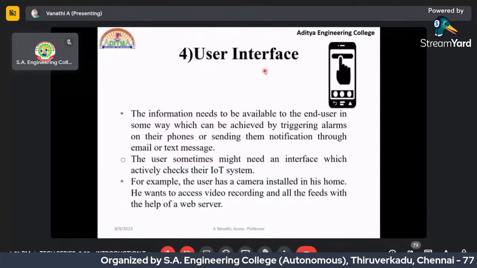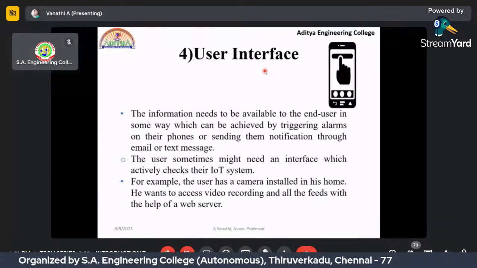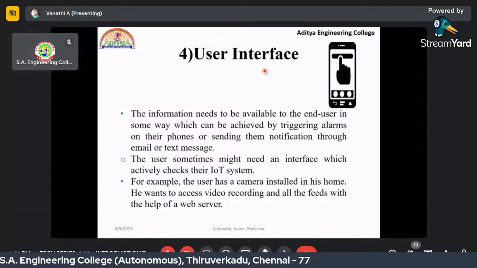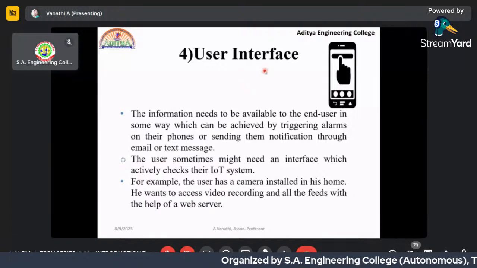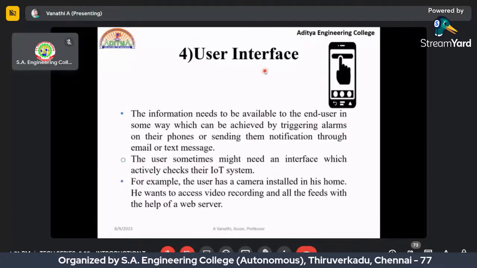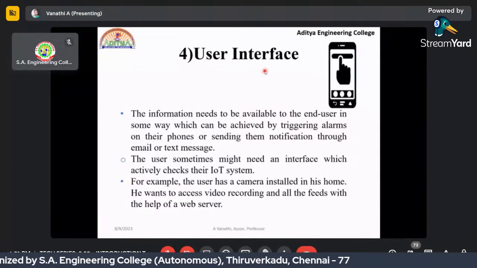So we need a sensor that collects the data, then using the connectivity, we'll be sending it to the system where it is going to be processed. And finally, we'll have the user interface, where it will be collected and presented for future use. So this is a slide where you can see the architecture of the IoT.